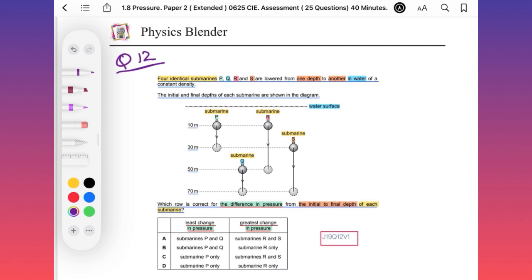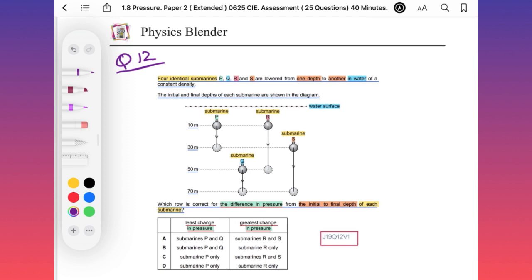Question 12, we have 4 identical submarines P, Q, R, and S lowered from one depth to another, and the water has constant density. The initial and final depths are shown. Which row is correct for the difference in pressure from the initial to final depth for each submarine? The least change in pressure and the greatest change in pressure.